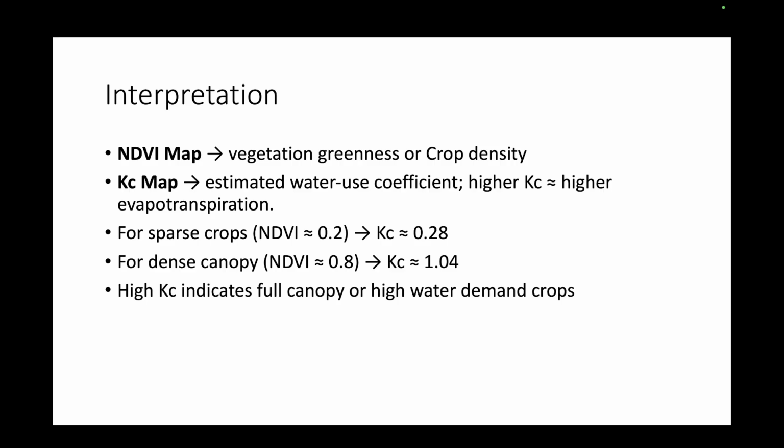Suppose I just calculate the Kc value, and I find in some places it is very high. It means that this type of cropland needs high water.